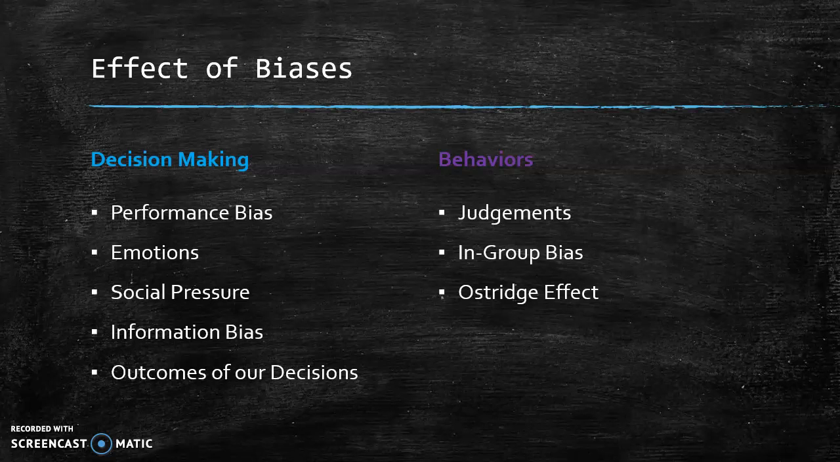Also, our behaviors can be affected by our biases through our judgment. Then the next one is in-group bias, which is the tendency to favor one's own group. And then there's the ostrich effect, which I found interesting, which is the decision to ignore dangerous or negative information by burying one's head like an ostrich. These behaviors can cause a negative reaction in ourselves and with others that will influence how we see others different than us.